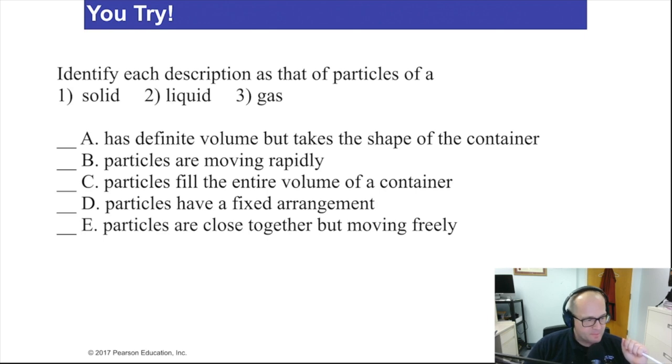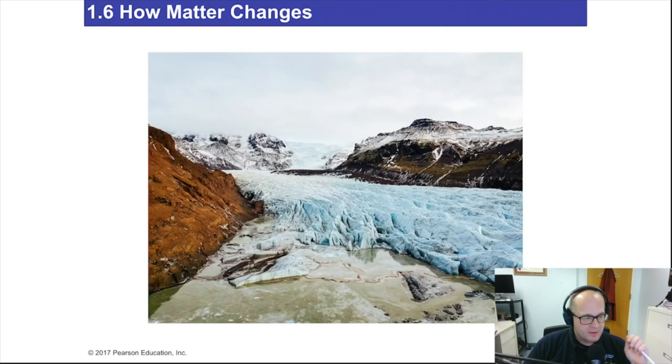Isn't that fun? Man, this is great. Okay, that leads us to how matter changes, 1.6. So we'll end this video here, and we'll come back, and we'll do 1.6.